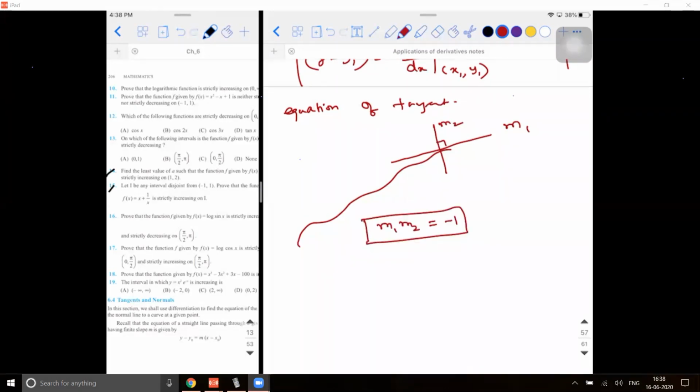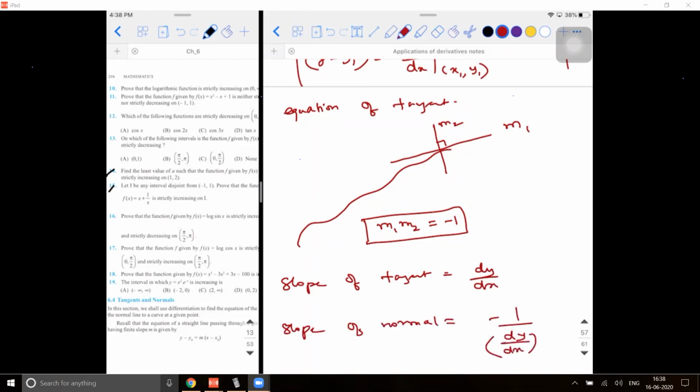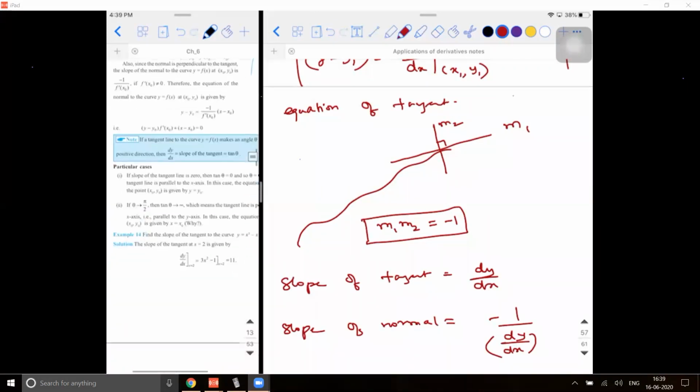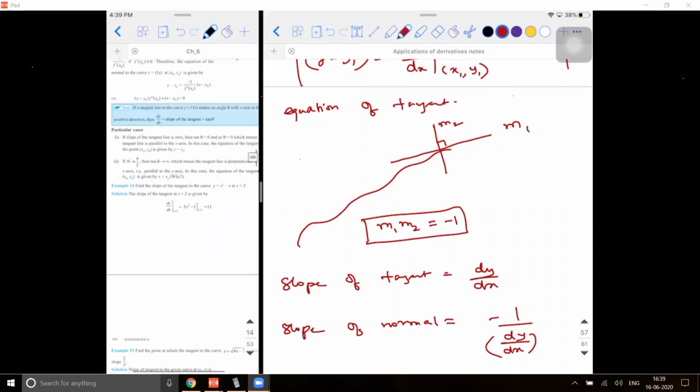Right? So if the slope of the tangent according to calculus is dy by dx, then what will be the slope of the normal according to calculus? It will be minus 1 divided by dy by dx. It's very simple. In this whole exercise, they will ask you to write the equation of tangent and normal to a given curve at a given point. That's it. So that's what you're supposed to do. I will explain with an example itself, so that it will be easy.